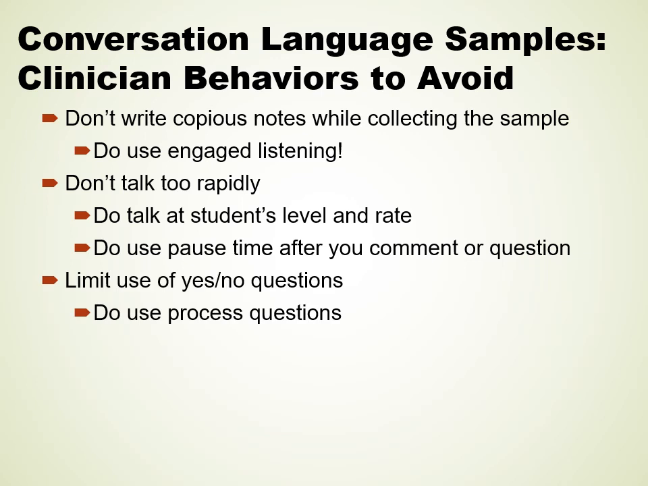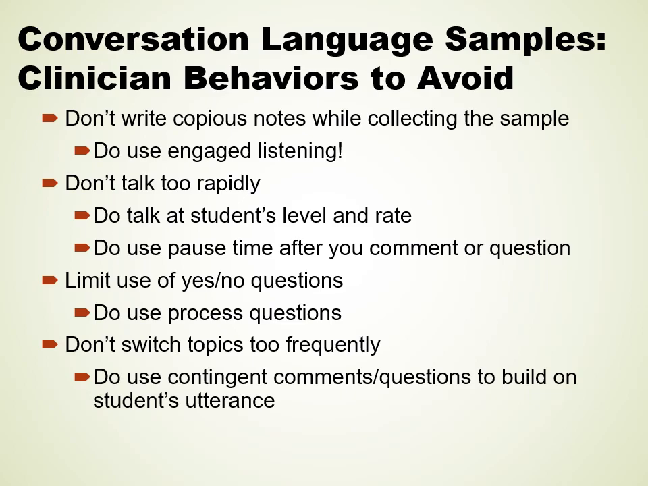You want to limit your use of yes/no questions and instead replace those yes/no questions with either process questions like how or why, or statements such as I wonder instead of a question. And then you don't want to switch topics too frequently. Let the child switch topics. You instead will do contingent commenting or questioning to build on the student's utterances.